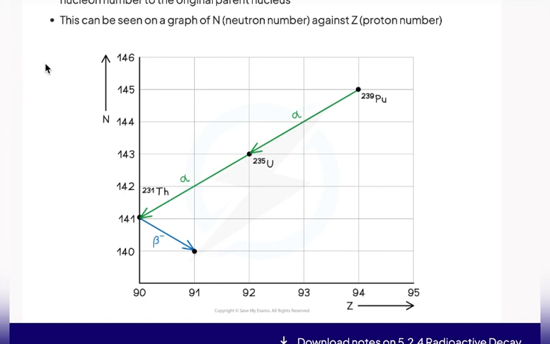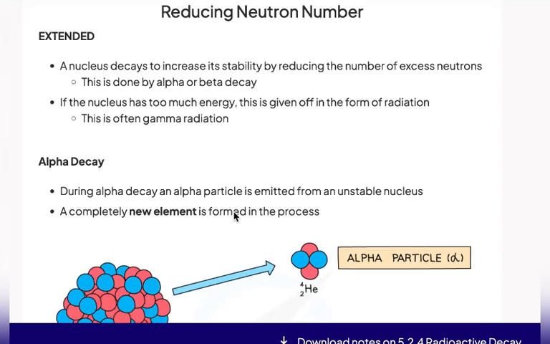This is a graph of the atomic number Z against the neutron number. That's what is plotted here. So that's a graph of that.